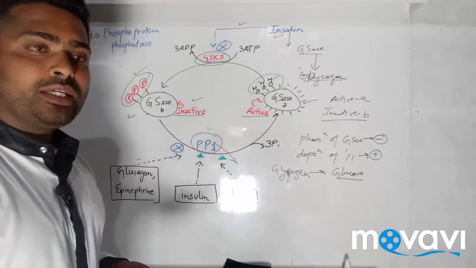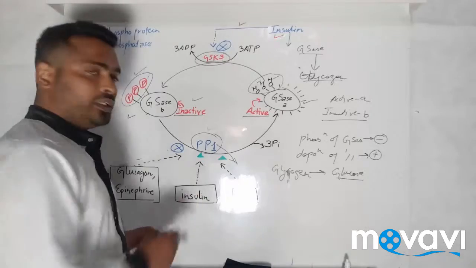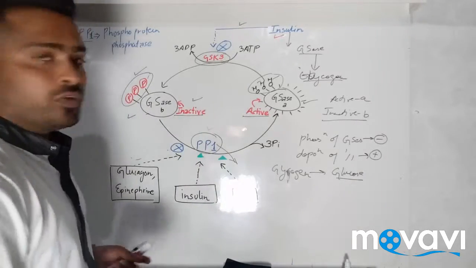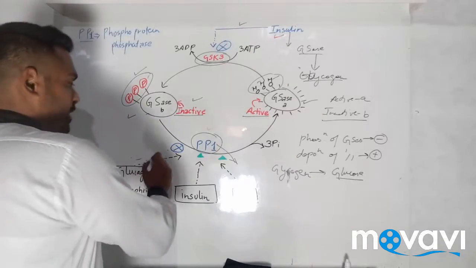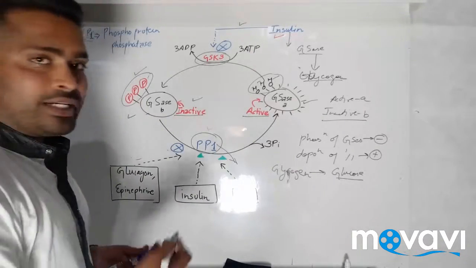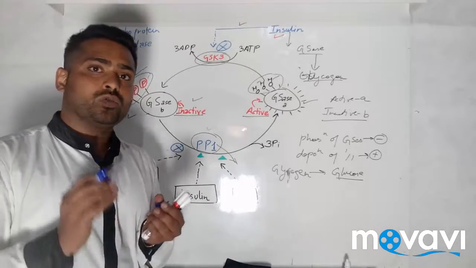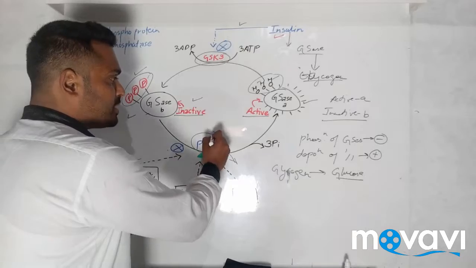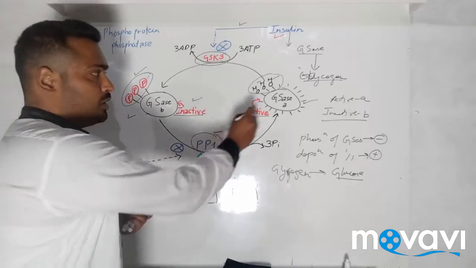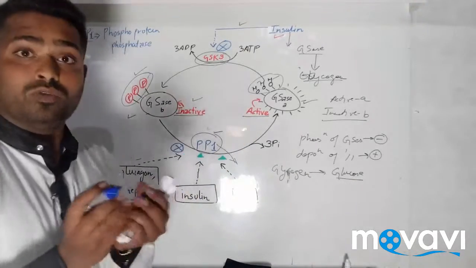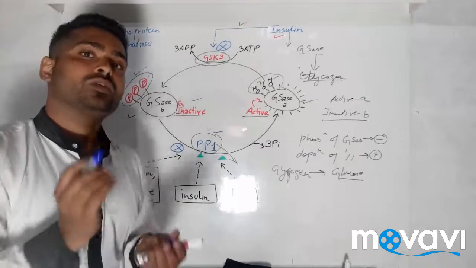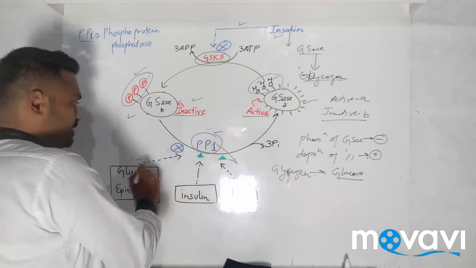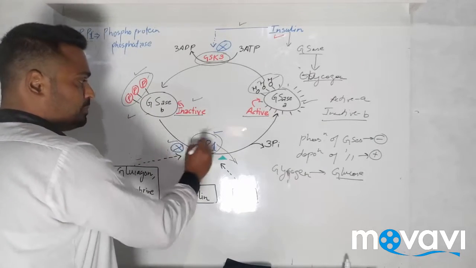Now we can talk about the effect of glucagon and insulin and the molecule glucose 6-phosphate on this enzyme phosphoprotein phosphatase. If glucagon is there or epinephrine is there, what does that mean? We want glycogen to be converted into glucose. We need energy. But this enzyme is responsible for activation of glycogen synthase, meaning we want glycogen to be stored, to convert glucose to glycogen. So this is opposite, this is going to inhibit PP1.